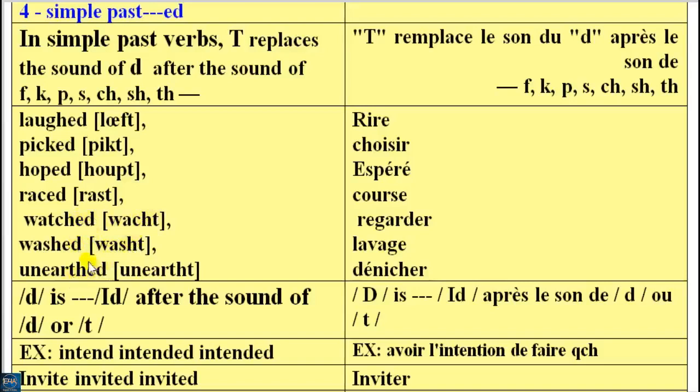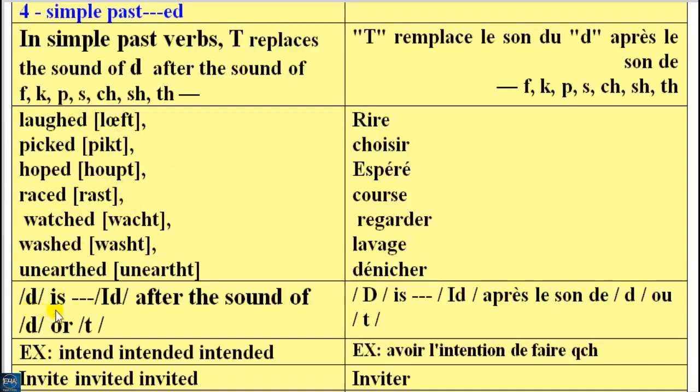Wash, washed. Unearth. We add ED, unearthed. D becomes T. Why? Because we have here the sound of F, G, H as F. Laugh. Peck. Sound of K. Sound of P. Sound of S. Sound of CH, sound of SH, TH as TH. Plus ED, D becomes T.